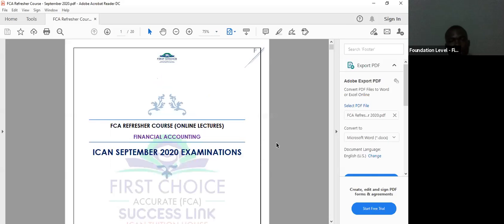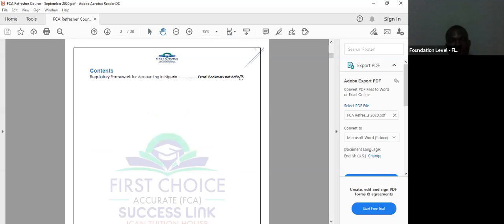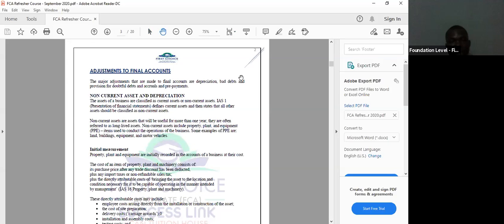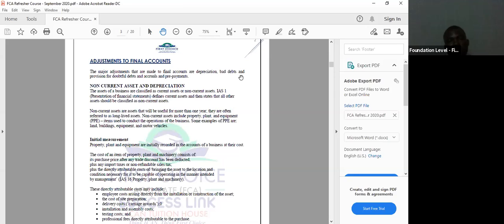So this second material is to build up on what we have done so far. What we have done is actually very, very important, so we are building up on it. Now, this is what we call adjustment to final accounts.